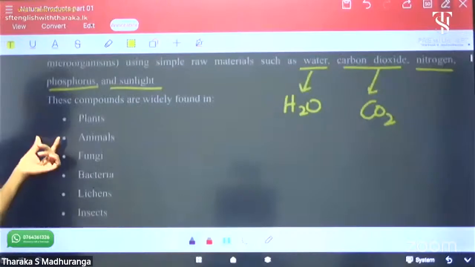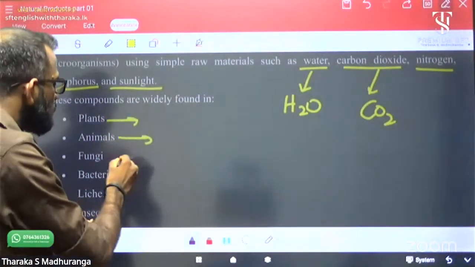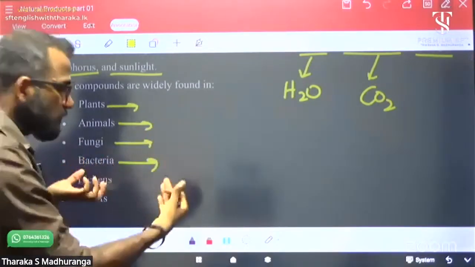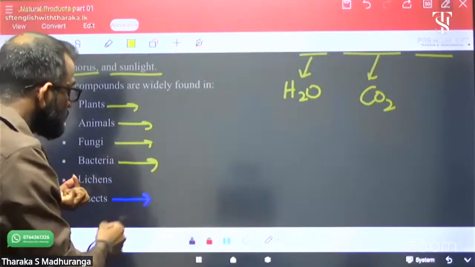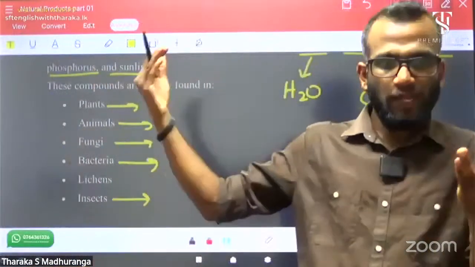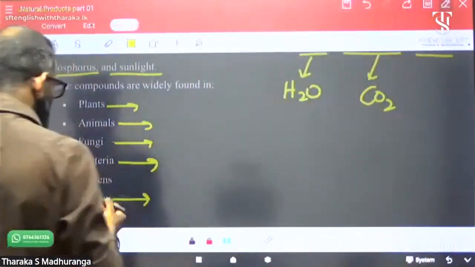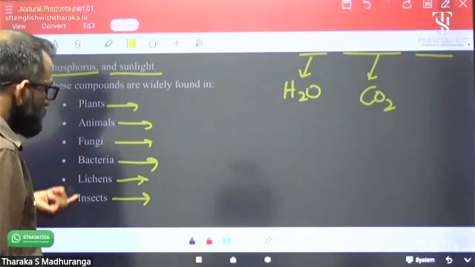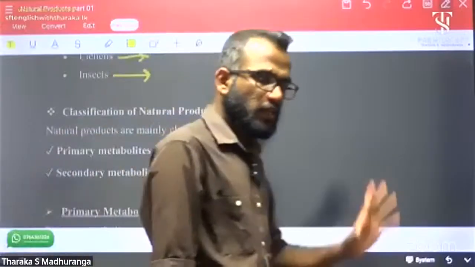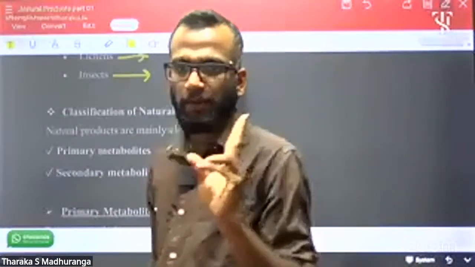These compounds are widely found in plants, animals, fungi, bacteria, microorganisms, and insects. Insects are also a type of animal. Lichens also. Now it is very simple. Natural products are mainly two types.